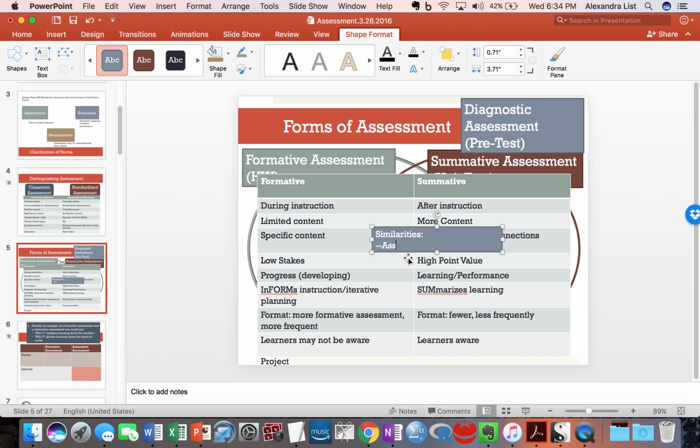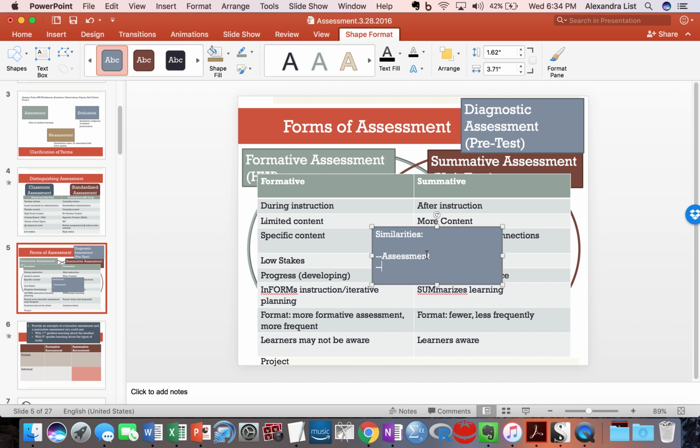So first, these are both forms of assessment. And so what that means is that in both cases, we are gathering data about student progress. And I should say, pause the video and see if you can come up with at least 2 similarities of your own. But here are mine. So first, these are both types of assessment, right? In the sense of we're collecting data on student learning.